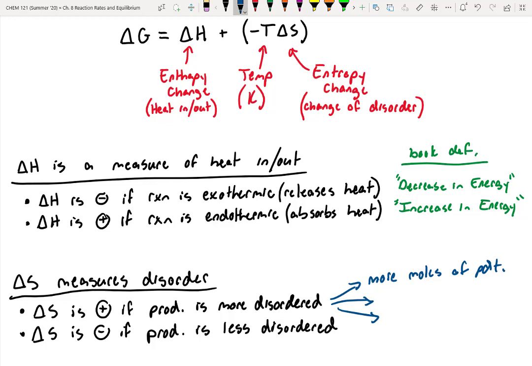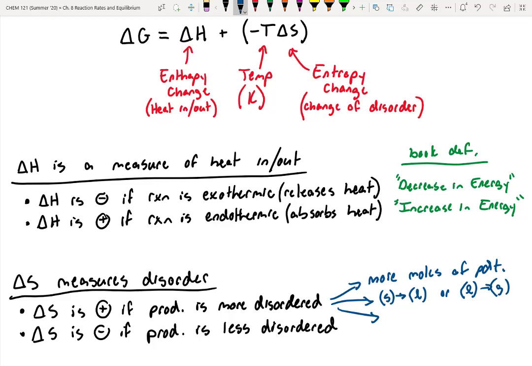So what do I mean by that? Well, think about going from a solid to a liquid, right? Solids are neatly packed, liquids are not. They move around a lot more, they're more disordered. Or we could imagine going from a liquid to a gas. Something like that would also lead to more disorder of those particles, right?